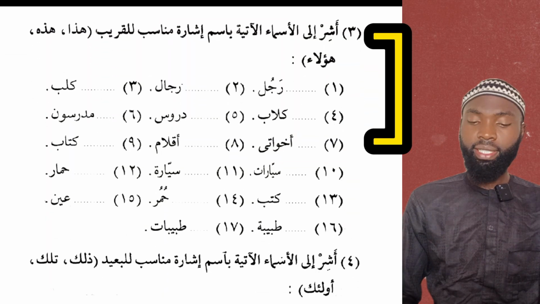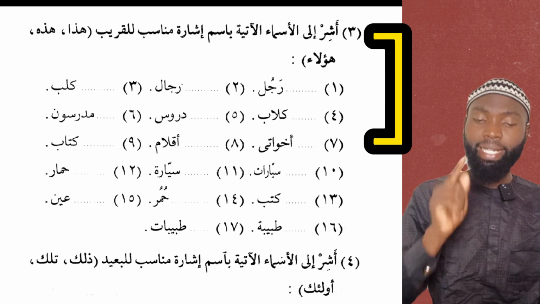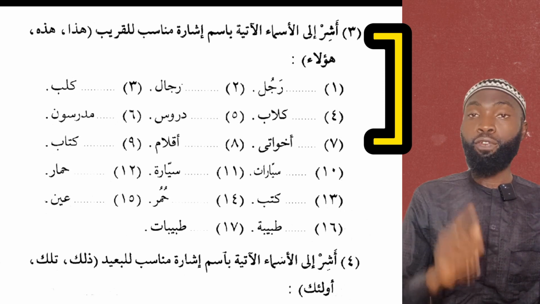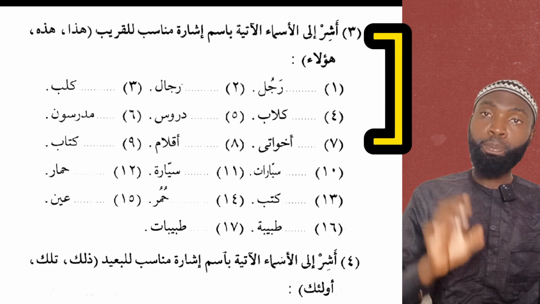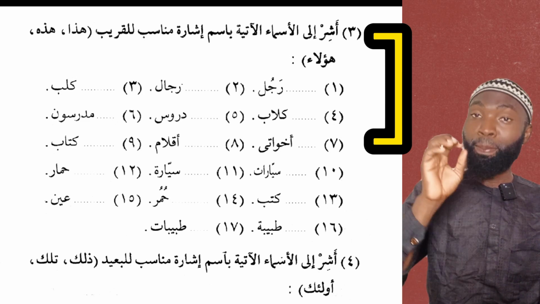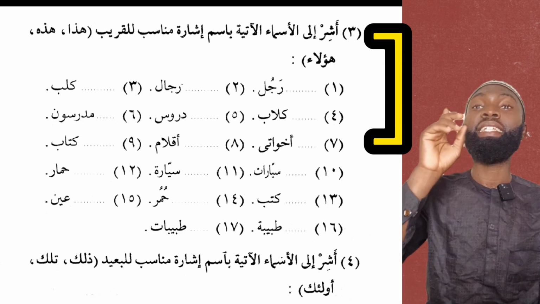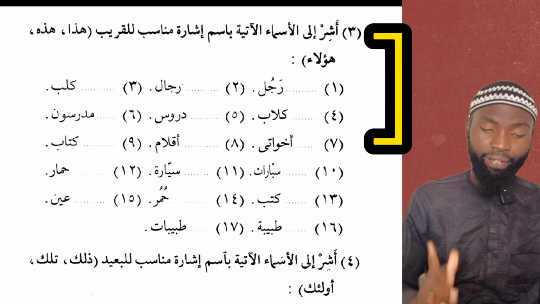Exercise number 2, the instruction says "Ashir ila al-asma'i al-atiya". Point to the following nouns by an appropriate proximal pronoun. We have learned proximal and distal pronouns. This you can find in the link above. You can click on it to watch the video.